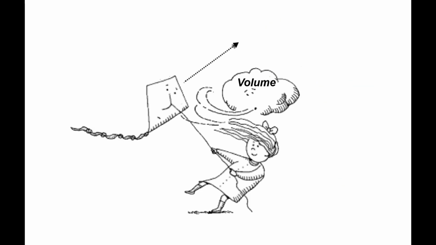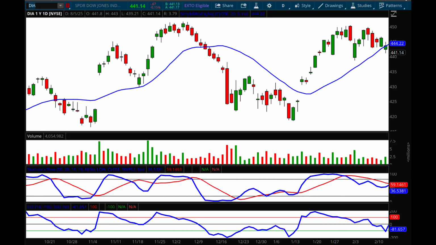You have to keep that in mind when you're looking at a stock. Here's an example again of DIA, and you can see in this area here we have a bunch of green candles. So there is your kite going up into the air right there. I'll draw my little kite for you to give you that picture. The kite is going up and the volume is going up.